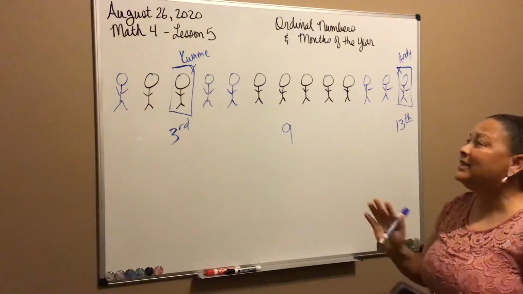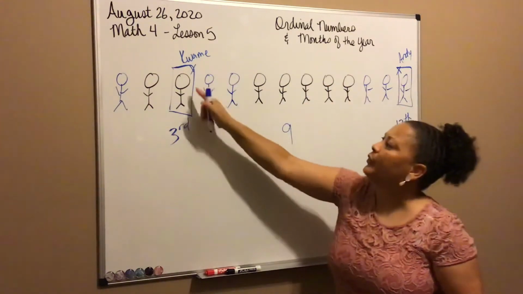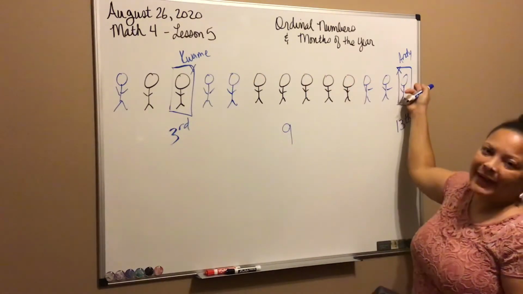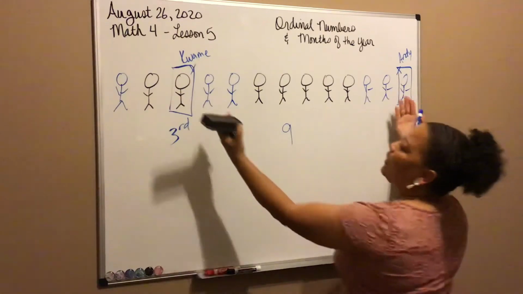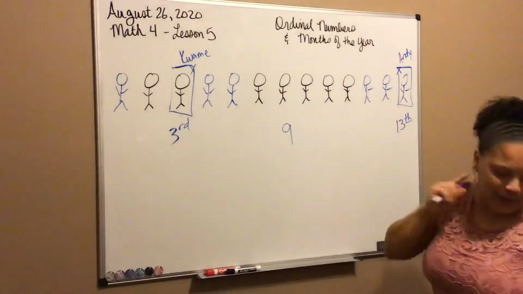Okay, don't make the mistake of starting here and counting all the way to there, because you'll end up with 1, 2, 3, 4, 5, 6, 7, 8, 9, 10 when you get to Andy. That's not the case. You're just counting what's in between. Okay, you don't count either side.